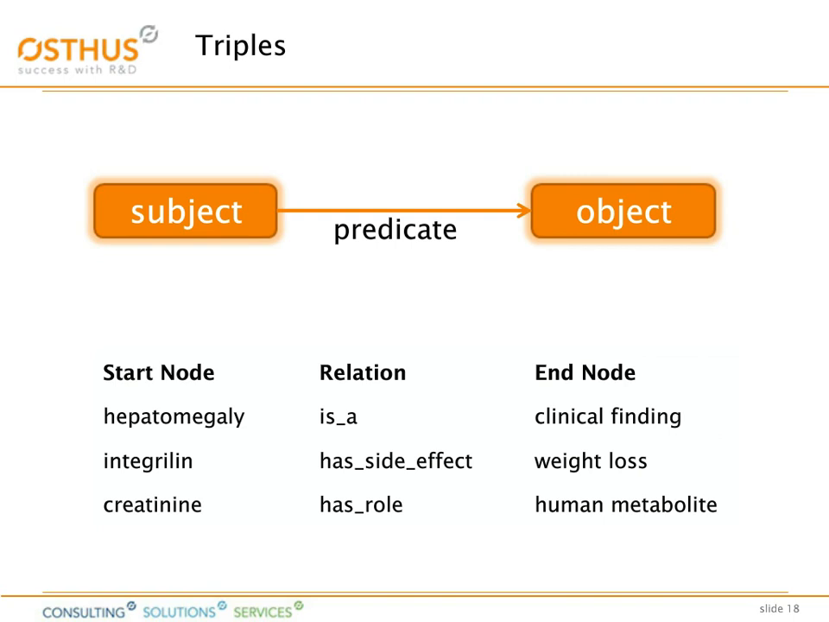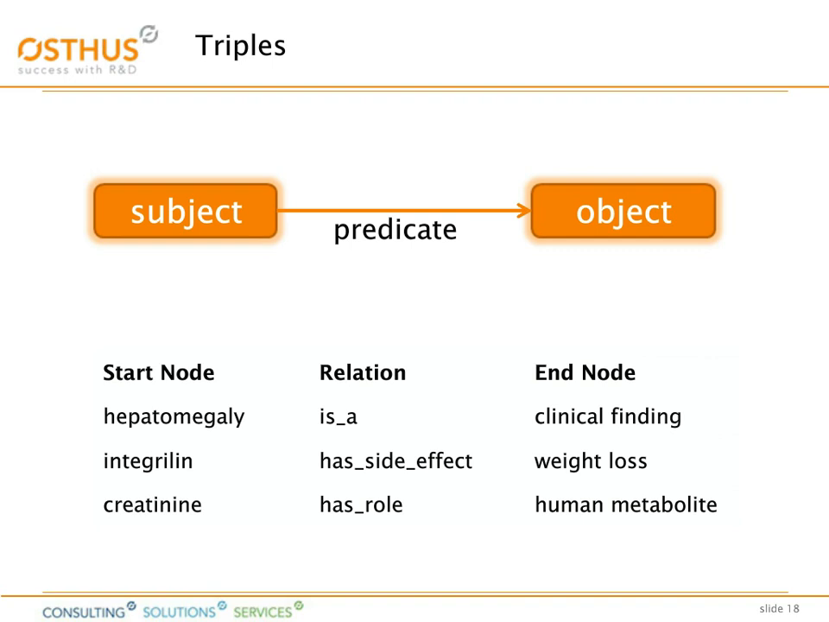So, for example, hepatomegaly is a clinical finding. Integrelin is a medication that has a side effect, weight loss, or creatinine has the role of being a human metabolite. So the subject, predicate, object is quite easy also for humans to understand because it's like a natural language.